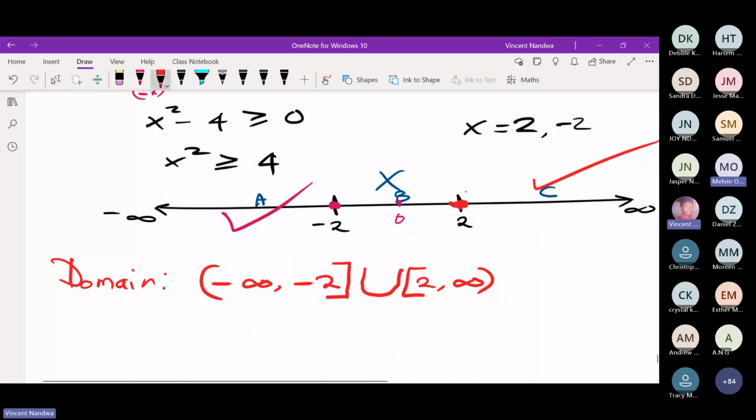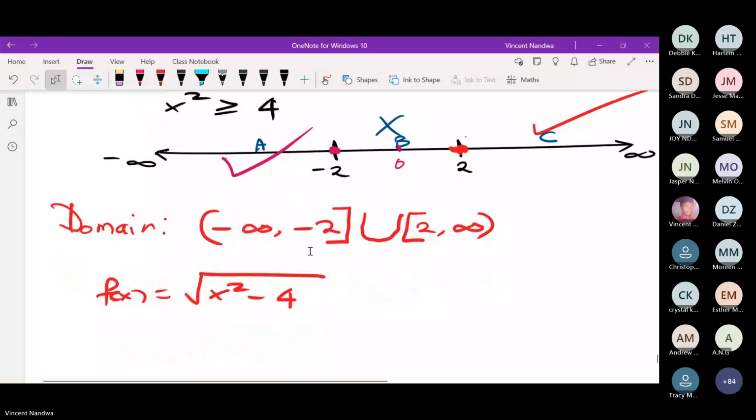Now range. Remember we are dealing with f of x equals the square root of x squared minus 4. So range means, once we have identified our domain, when you pick numbers in this interval or this interval and fix them for x, and then take their square root, how do those numbers behave on the calculator?